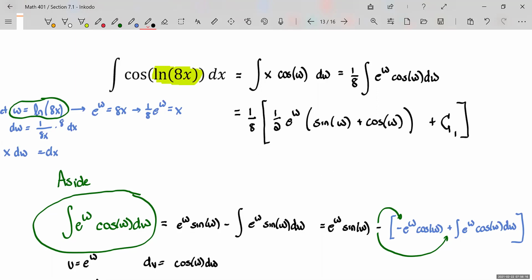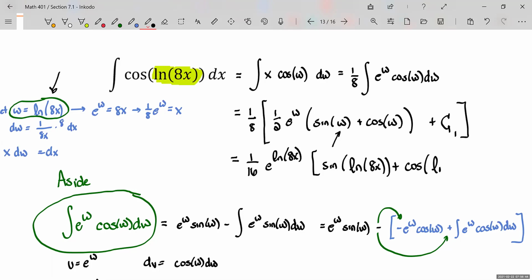will also resubstitute back in what w was. W was the natural log of 8x. So distributing through and resubbing, I get 1/16 e to the natural log of 8x, which by the way is just 8x, and then times the quantity sine of the natural log of 8x plus the cosine of the natural log of 8x, and then plus 1/8 times this constant, which is just a brand new constant.